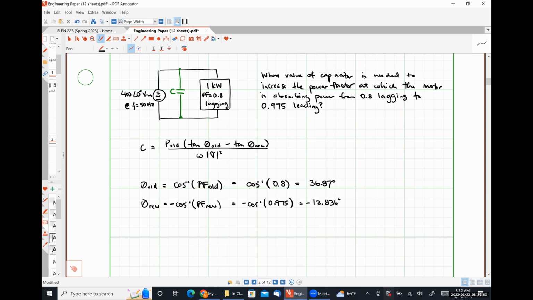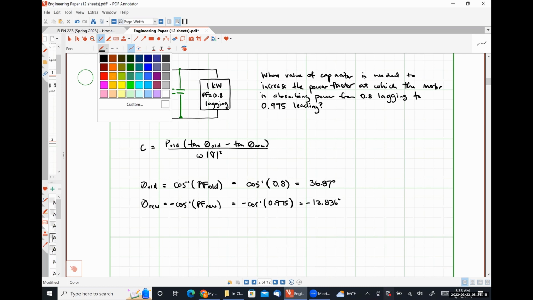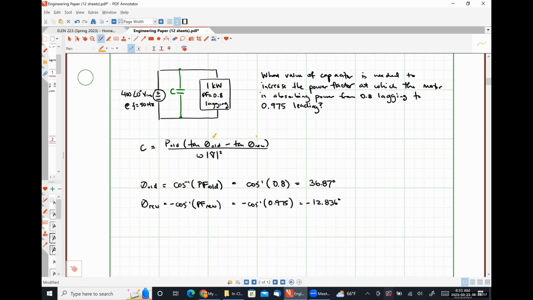So the expectation is, if we're operating at a lagging power factor, our angle should be positive. If we're operating at a leading power factor, our angle should be negative. Because our calculator will only give us a positive angle, we have to manually put that negative sign in. Okay, so I just want to be clear about that. All right, so we found theta old and we found theta new. So we are 2/5 of the way done.